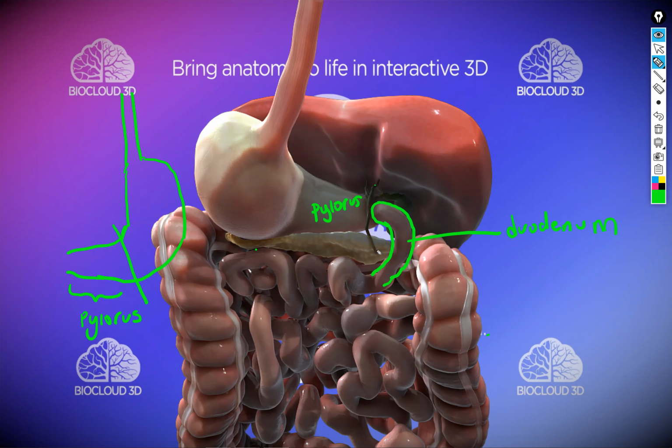Now, this stuff is elements of the biliary tree. We'll go over that in a minute, so you can ignore it for now. We're going to do the regions of the intestines first.